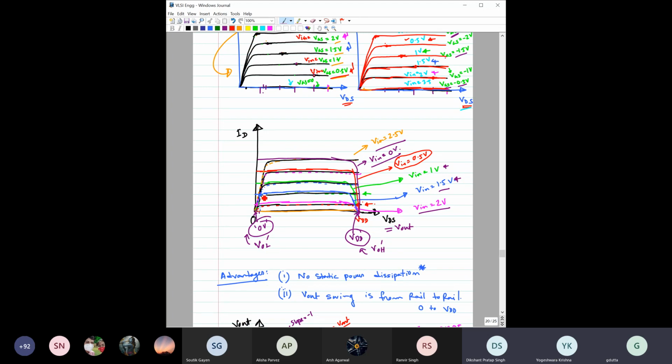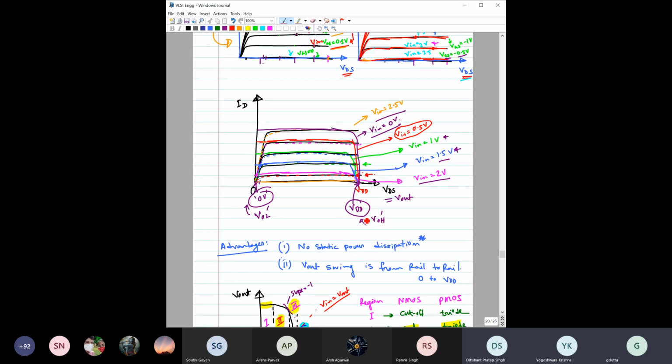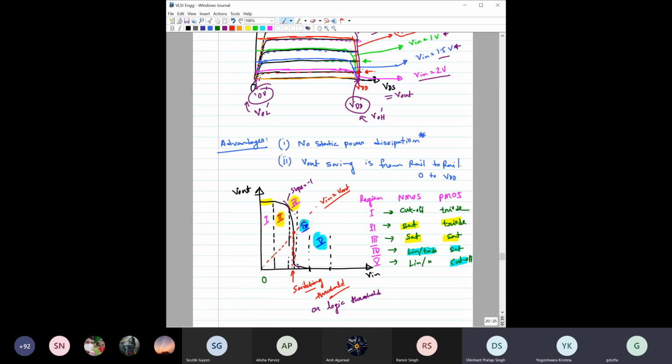Like that we have done. This point, this point. After that, it will go this, this, this. So it will start from here, go to here, then this point to this point. From this voltage transfer characteristics, it is quite clear that this point is nothing but VDD. So VOH dash is equal to VDD and VOL dash is equal to 0.